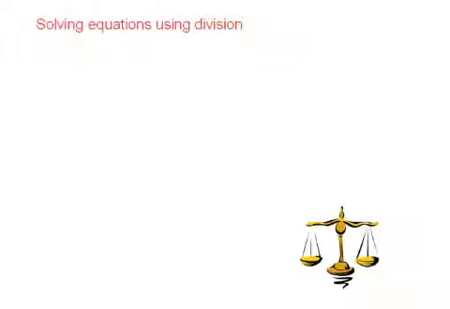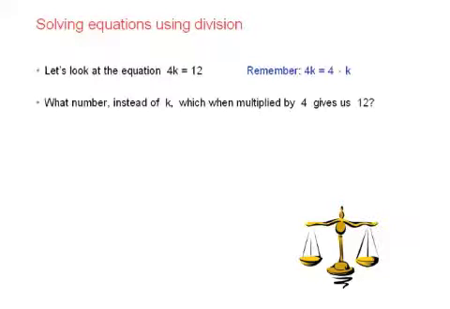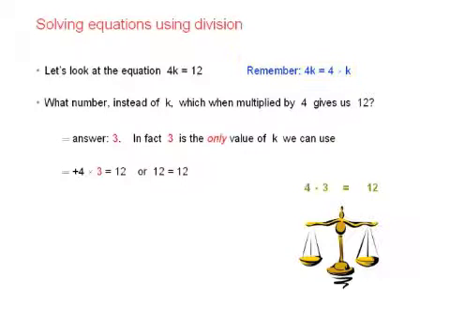Let's solve an equation using division. Let's look at the equation 4k equals 12. Remember, 4k means 4 times k. So we're saying what number instead of k, which when multiplied by 4 gives us 12? Well, 3, because 4 times 3 is equal to 12. So we have 12 equals 12, our balancing act again.